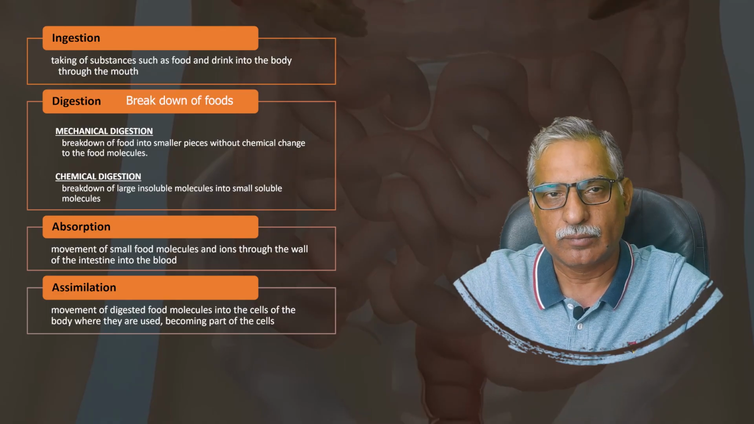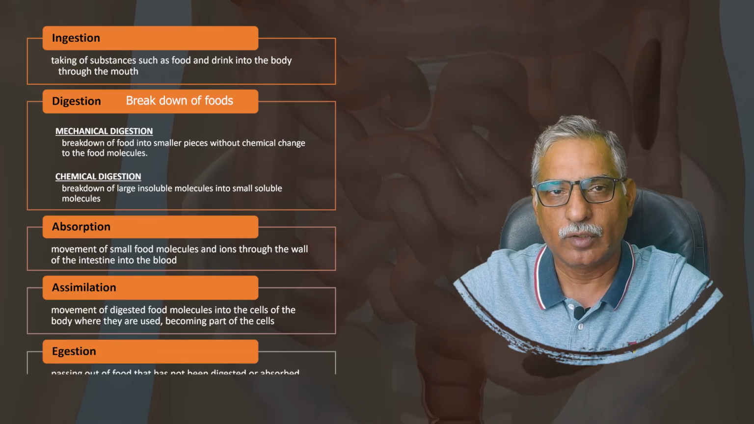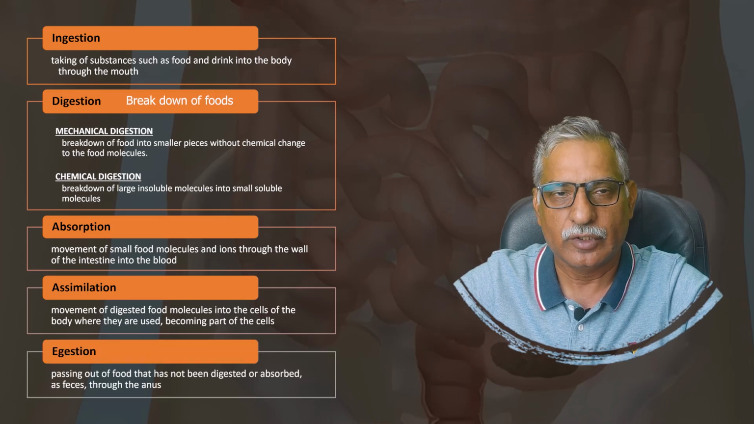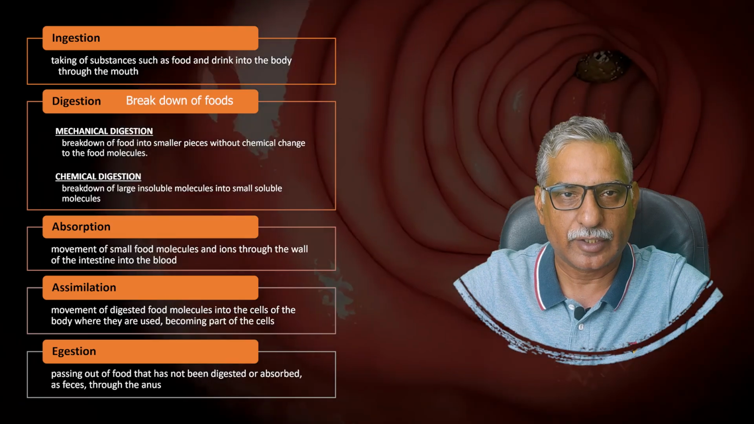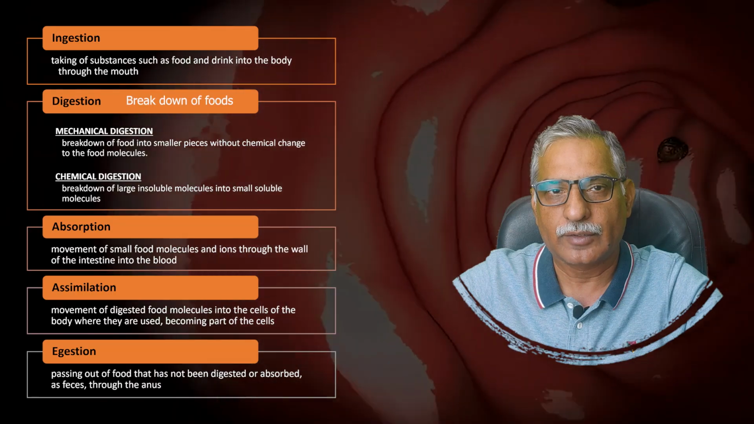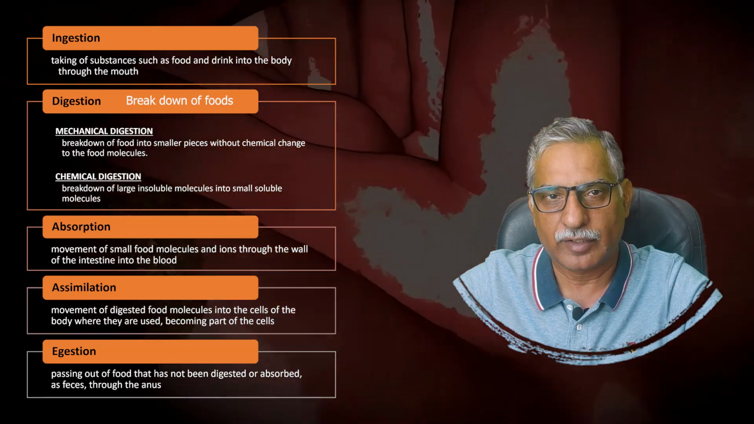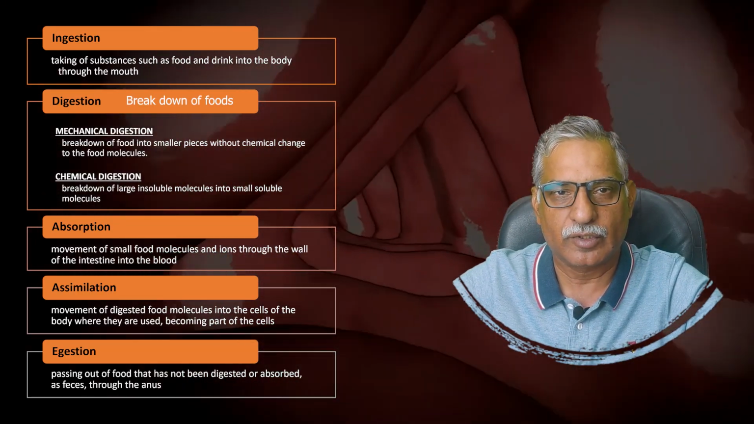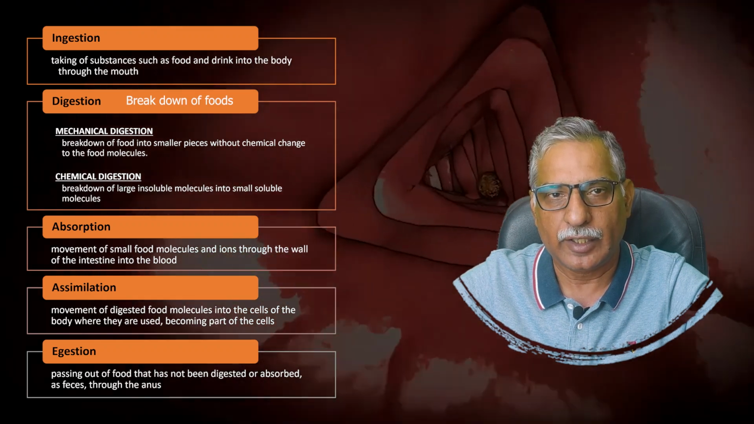Then comes egestion. Egestion is the removal of undigested food residues through the anus, the second opening, and this helps get rid of the undigested residue so that the digestive system is ready for another food intake.